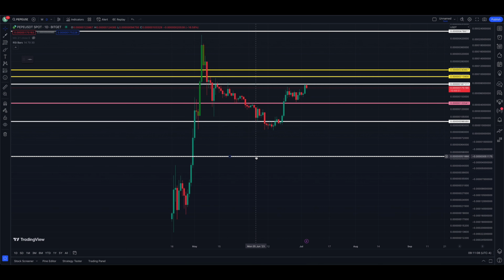All right, so enough of that. Guys, the next target to the upside for Pepe, in my opinion, not financial advice, is 213,900. That would be this first yellow horizontal line. On a percentage basis from where we're currently trading, that is roughly about a 23% move higher.